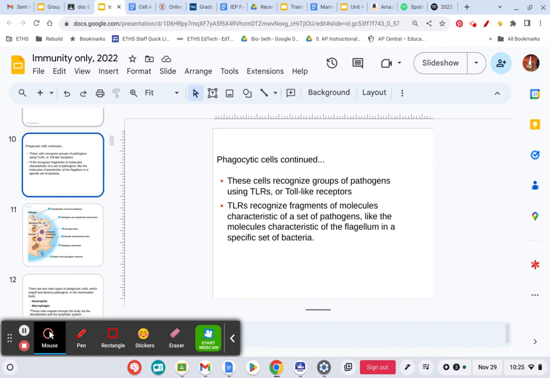TLRs recognize fragments of molecules on a pathogen. That could be a flagellum, for example. It could be the little tail that the bacterium has. Maybe that's going to be what it recognizes. But there's some, oh yeah, that doesn't look like it belongs here.